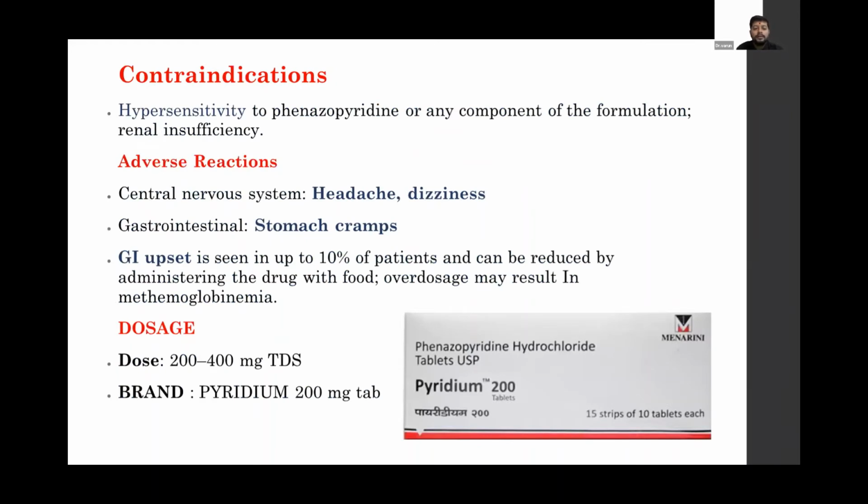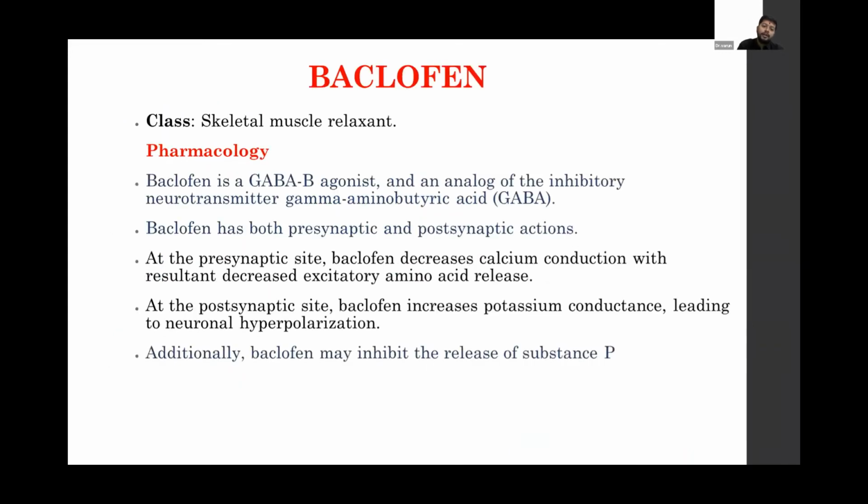Contraindication is a known hypersensitivity to the phenazopyridine or any component of the formulation. Adverse reactions are headache, dizziness, stomach cramp, and GI upset, which is seen in 10% of patients and can be reduced by administering the drug with food, and overdosage may result in methemoglobinemia. Dosage for the phenazopyridine is 200 to 400 milligram TDS and available as a Pyridium 200 milligram tablet.